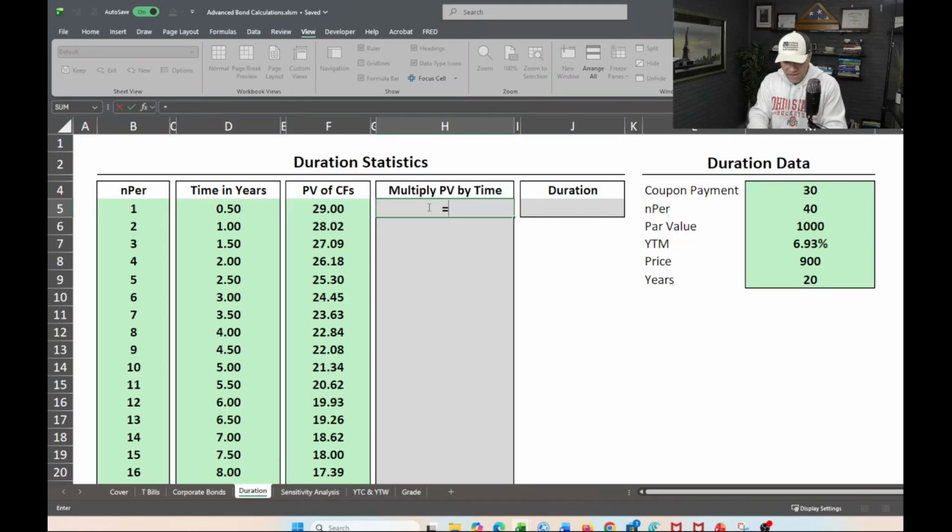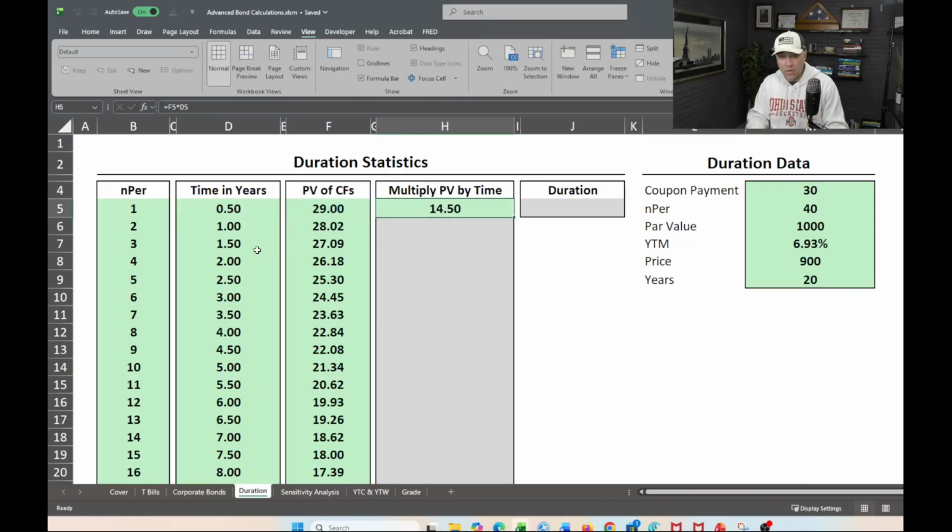I'm going to go F5 in this cell. Hold on one second. I'm going to make sure I was doing everything correct. All right, so I'm going to go to F5, that's right beside us, an F. And then I'm going to multiply this times our D5, which is going to be our time. So I'm taking the present value, very simple. I'm going to multiply it times the years. So we already did the present value, and this works perfectly on it. And then I'm going to hit enter.